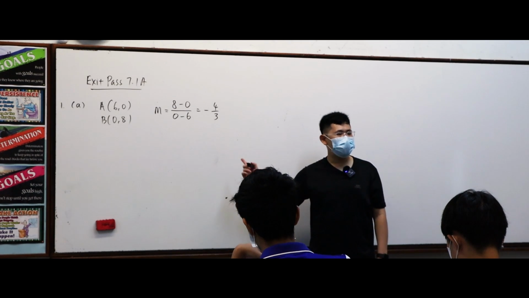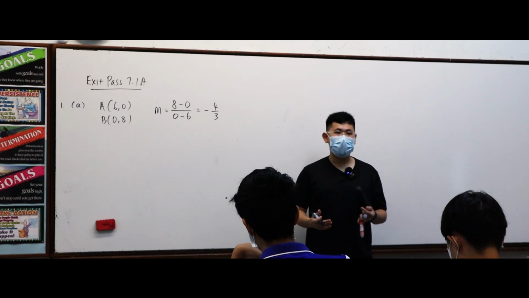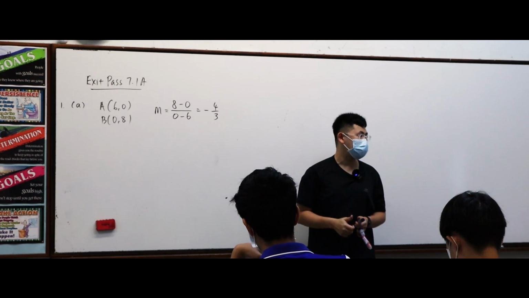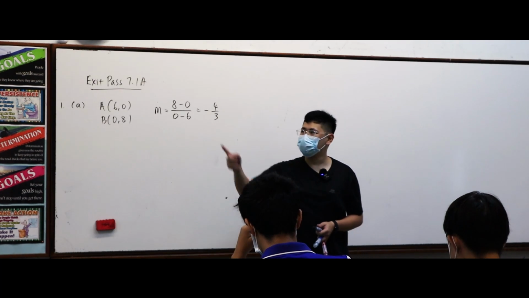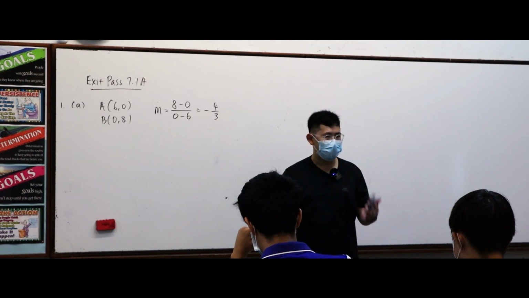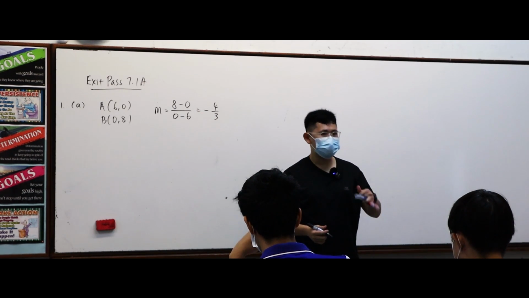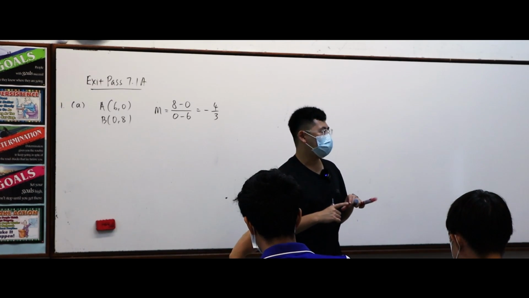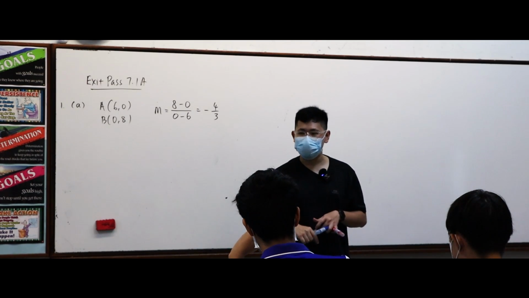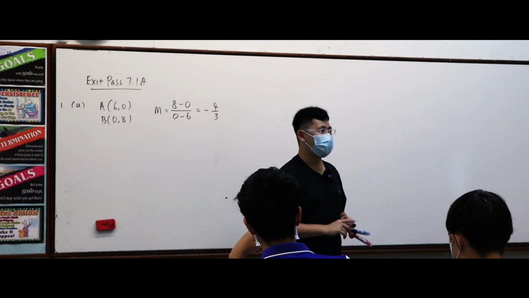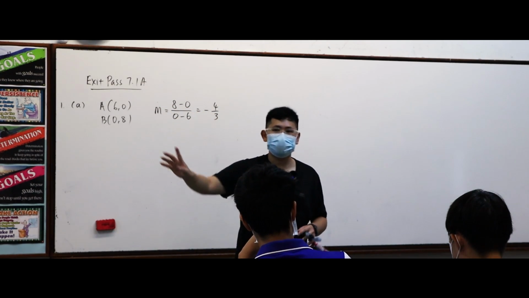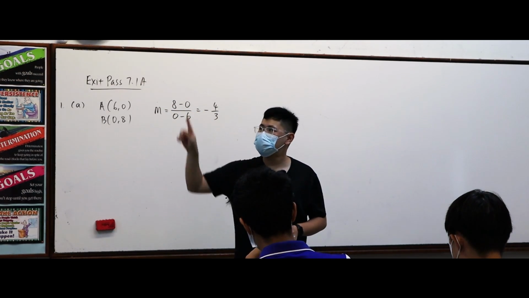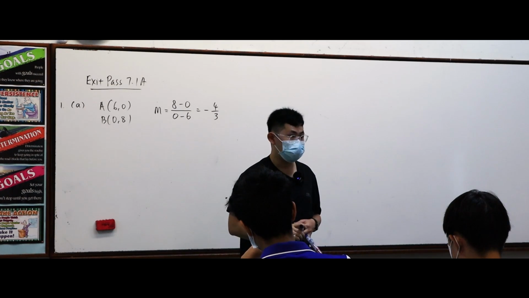Okay, so with this gradient over here, you can use y equals mx plus c, the first method. The second method is to use the shortcut y minus y1 equals m(x minus x1). That's what we will normally use in AMath, which is a bit faster than y equals mx plus c. But if you don't know how to use this, it is fine. You can always fall back to y equals mx plus c.